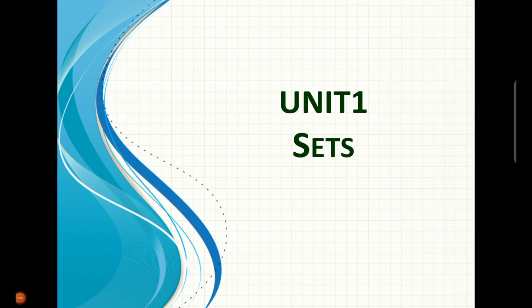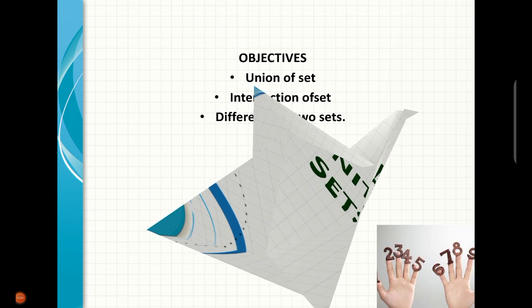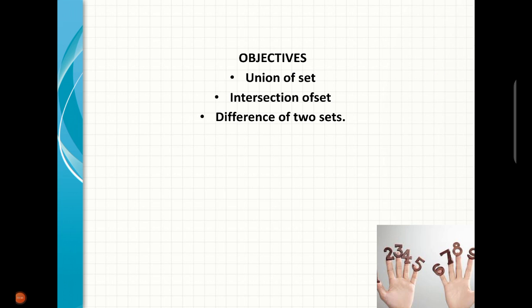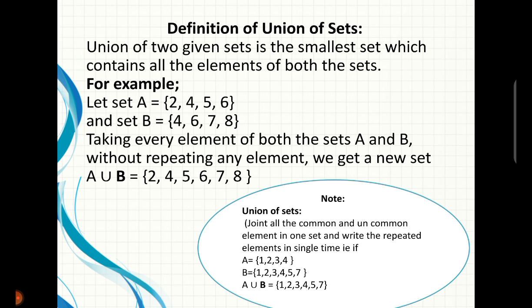Going to continue the topic set. We will discuss the three objectives: how to find out the union of sets, how to find out the intersection of sets, and how to find out the difference of two sets. Let's move on to the first objective: union of sets.